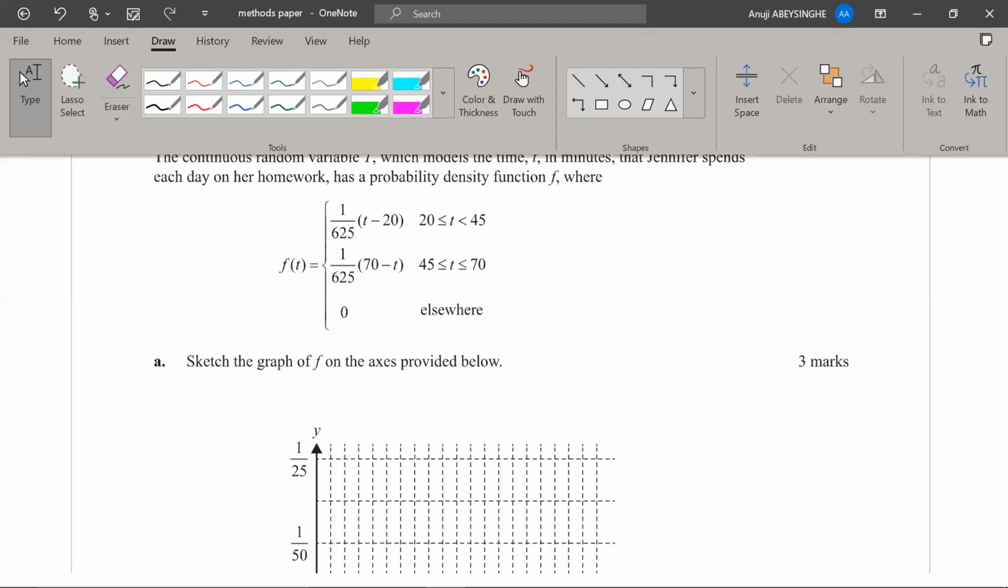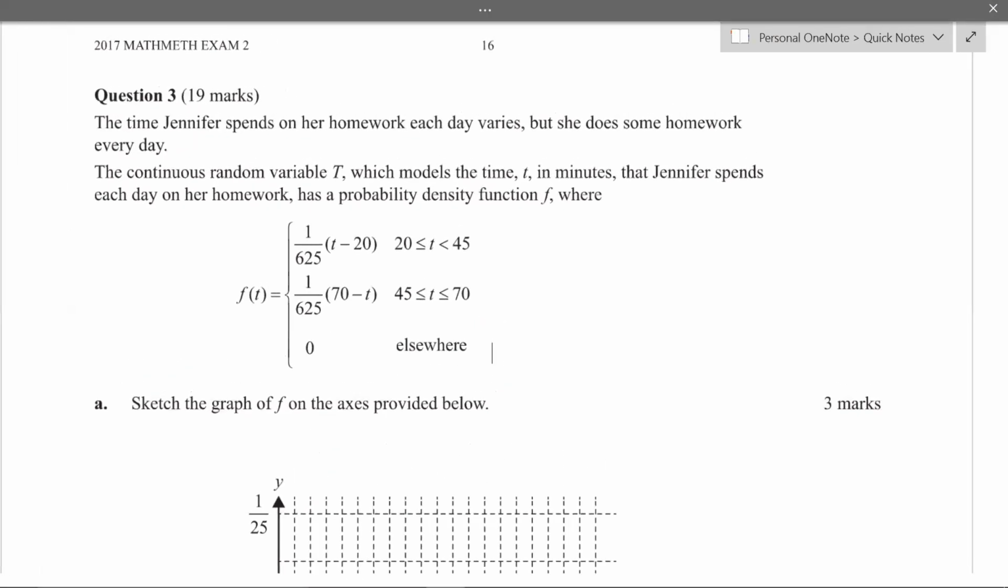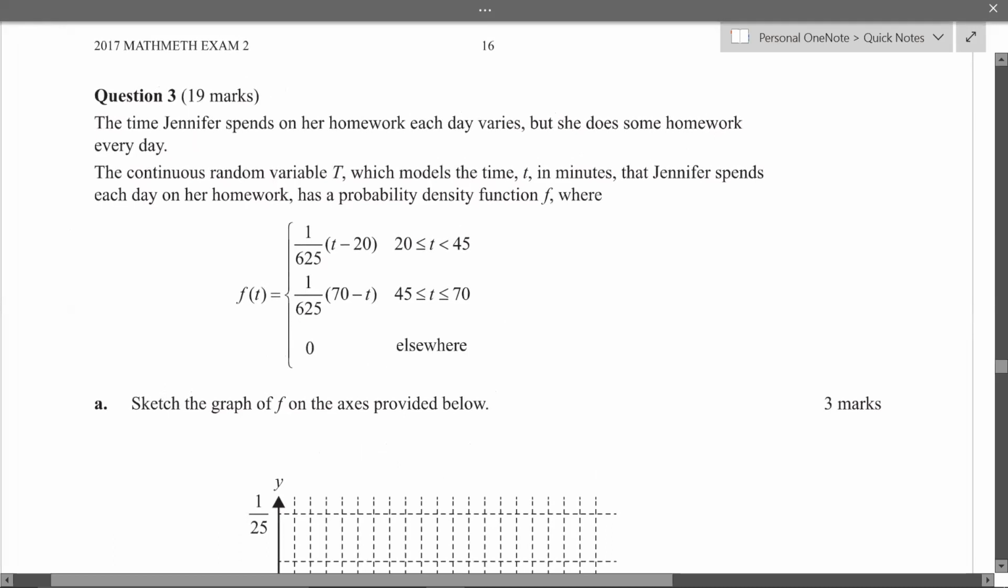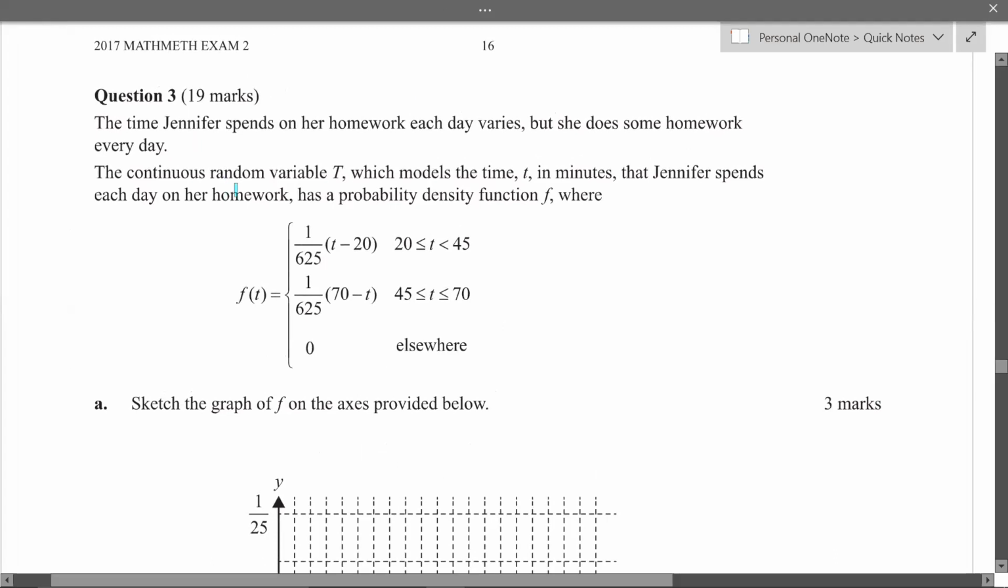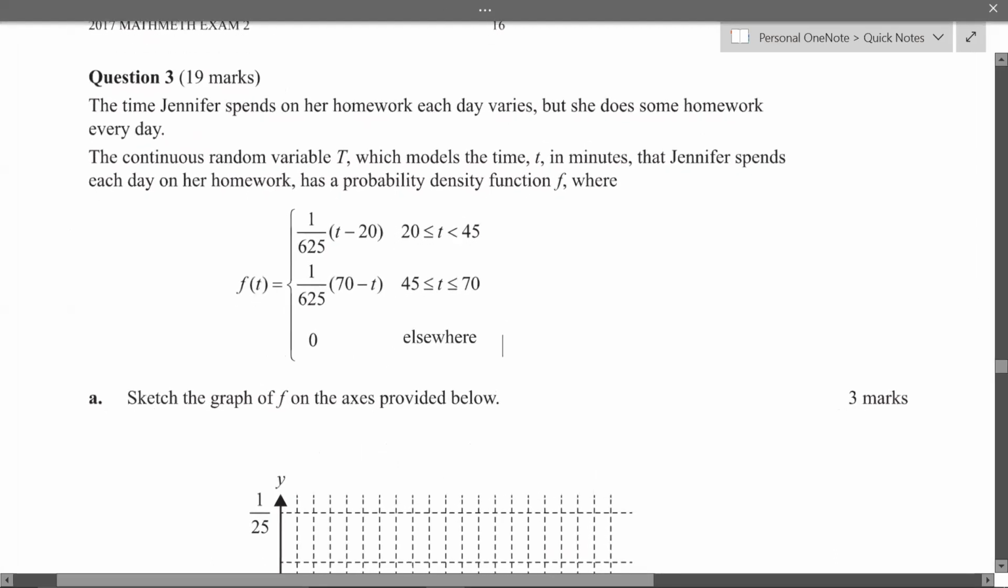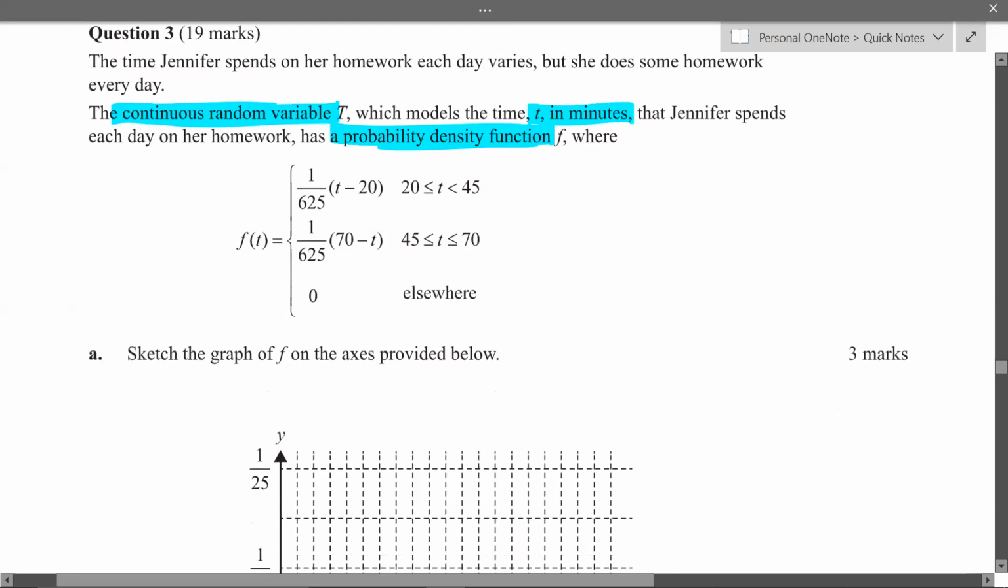Question three. I think question three was pretty good for this paper compared to the rest of the questions. It was pretty easy. There's no real trick, so you just read the information that they give you, and you have a probability density function here. T is minutes, and the variable is how many minutes she spends on her homework.